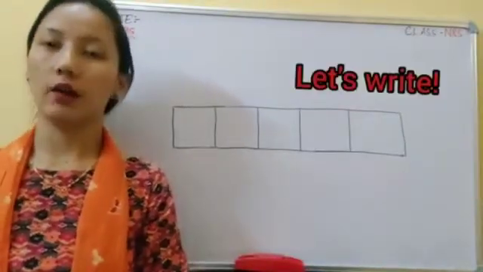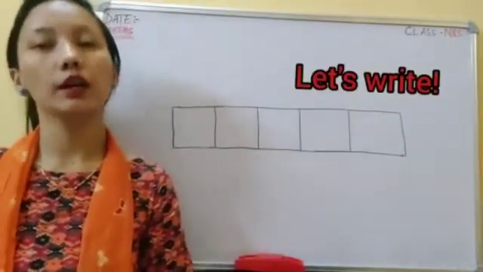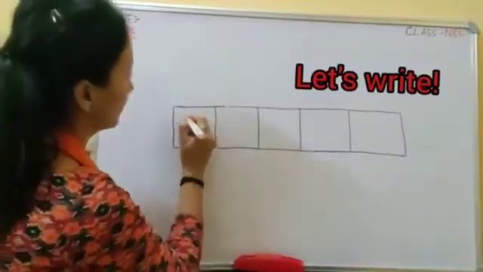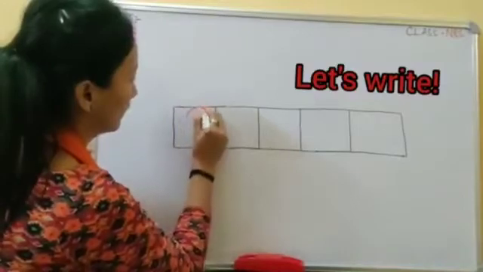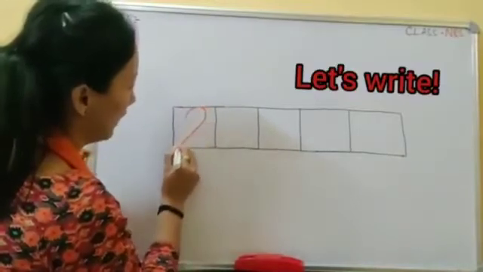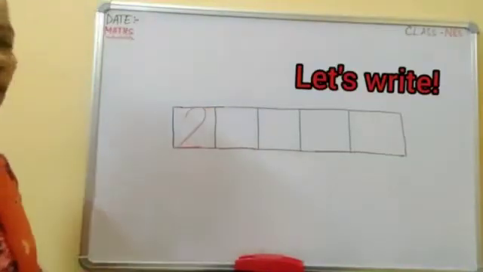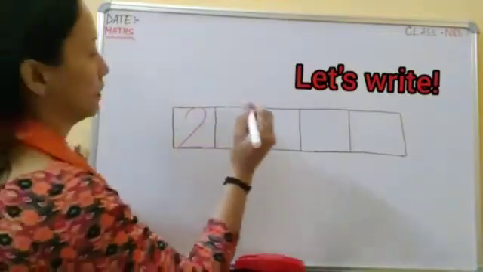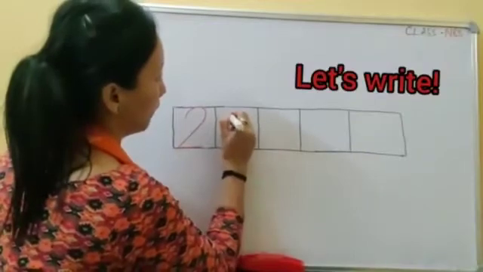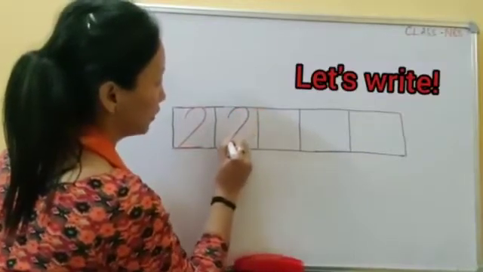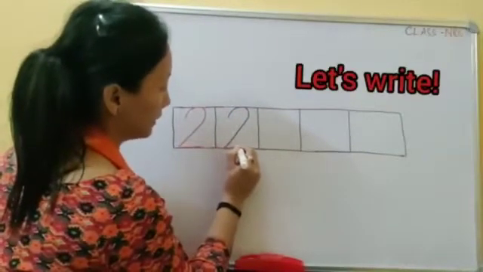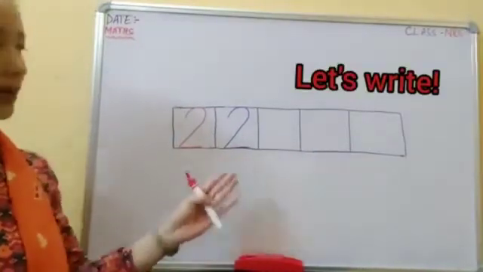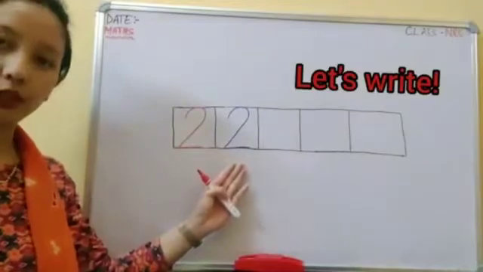Okay students, now let's practice writing number 2. First, make a curve. Go down and make a sleeping line. 2. Once again, write. Make a curve. Go down and make a sleeping line. 2. It's number 2.